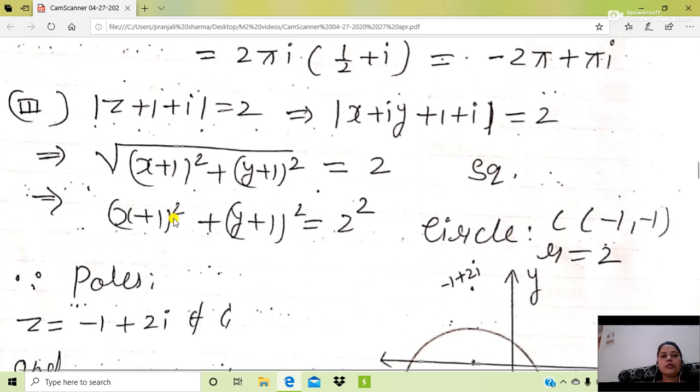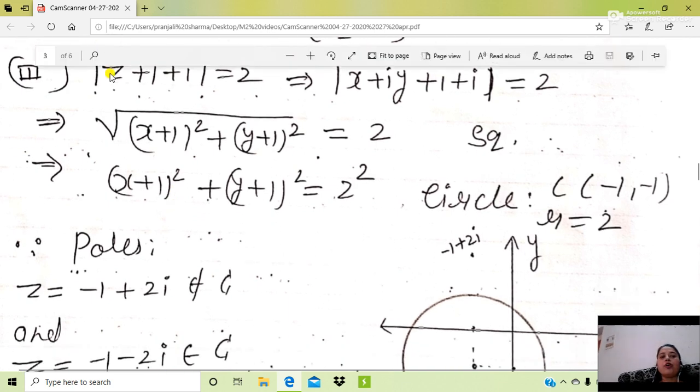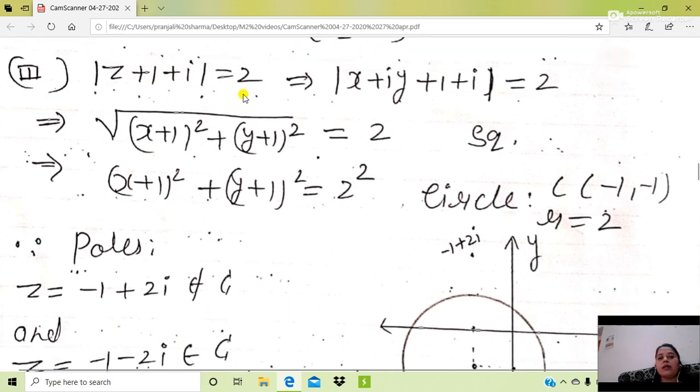A third region is mod of z plus 1 plus i is equal to 2. When we put z is equal to x plus iy, it will be x plus iy plus 1 plus i is equal to 2. Now its real part will be x plus 1 and imaginary part will be y plus 1. So by using the mod formula, it will be root over (x plus 1) square plus (y plus 1) square is equal to 2.